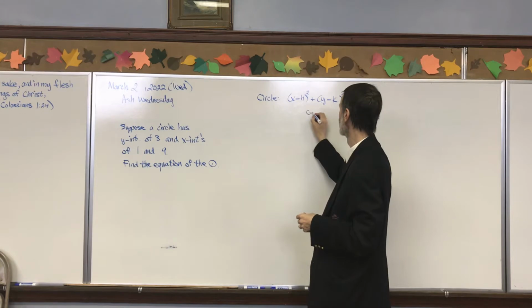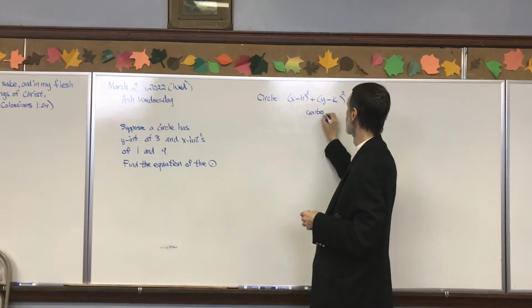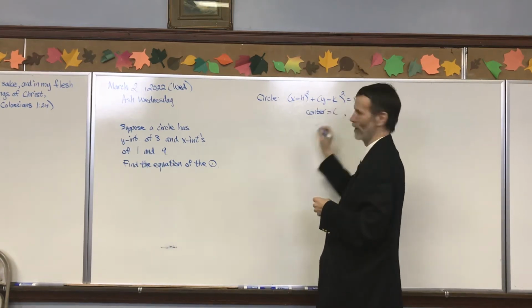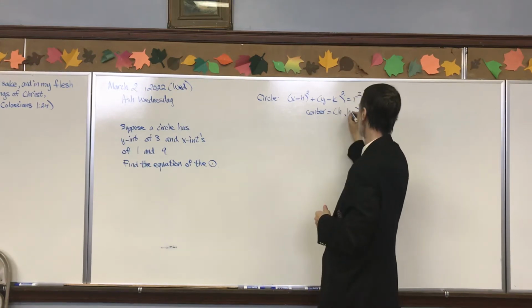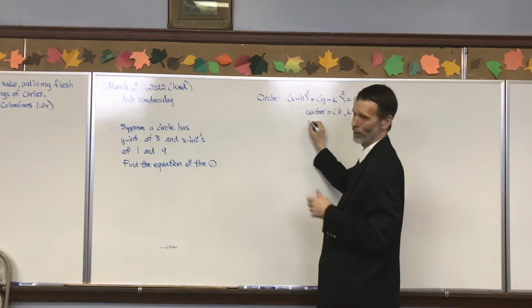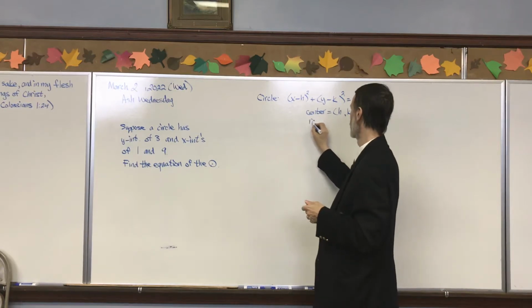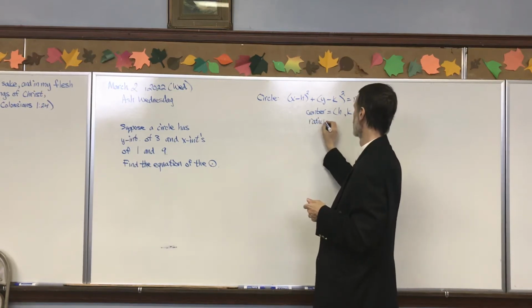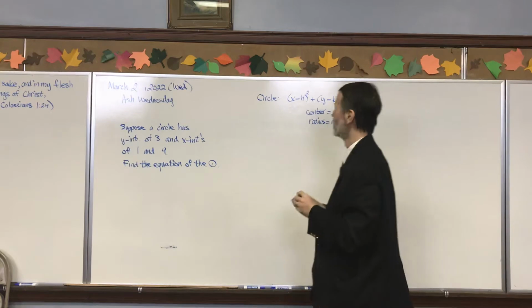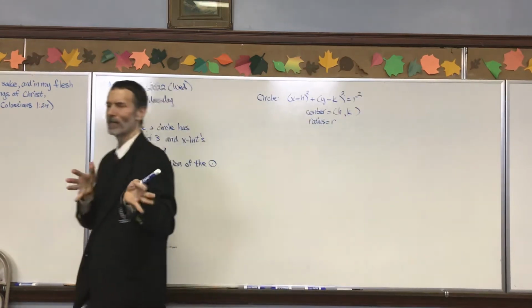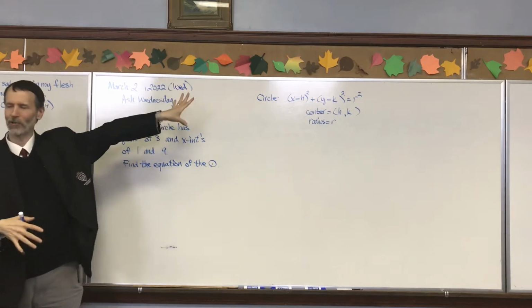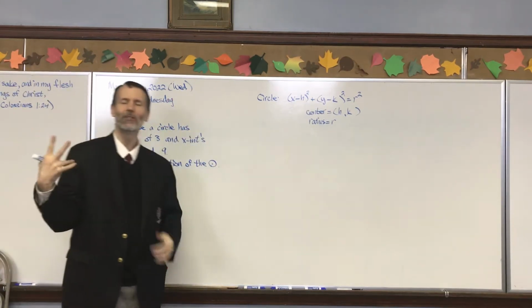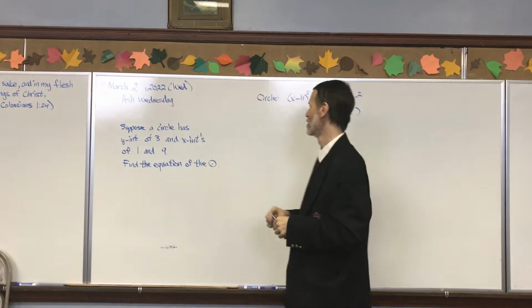Where is the center, first of all? Josh? h comma k. And what does r stand for? The radius. Good. So if you know the center and if you know the radius, you should be able to give me the equation of the circle. But you need those two things in order to give me the answer.